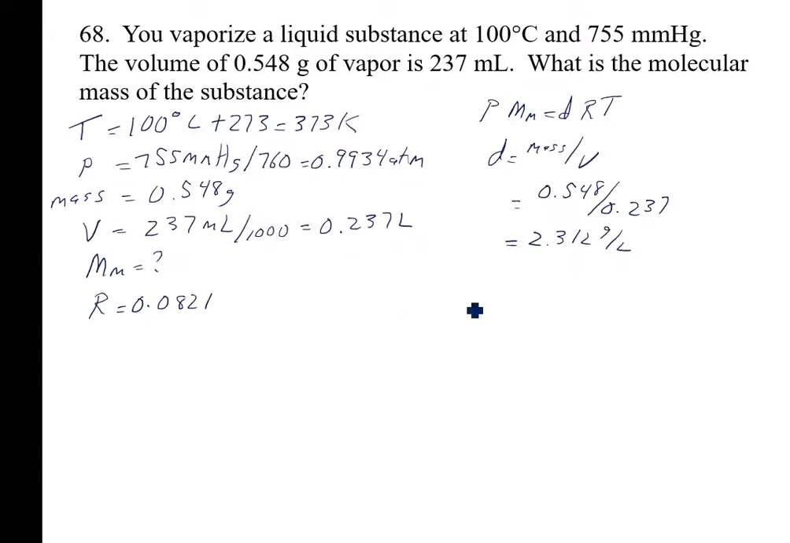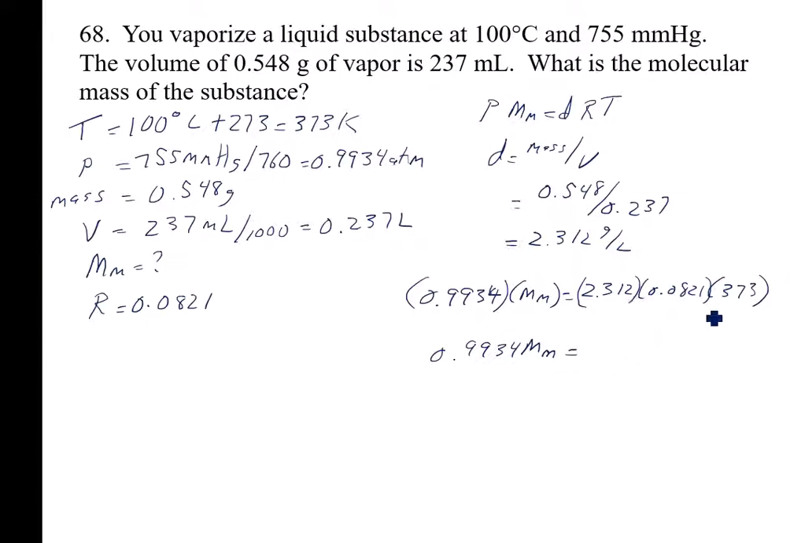Okay, so I start plugging it in, and I have 0.9934 times the molar mass is equal to 2.312 times 0.0821 times 373. So this just becomes 0.9934 MM. When I multiply these three terms together, I get 70.808. I divide both sides now by 0.9934. And so my molar mass is 71.3 grams per mole.